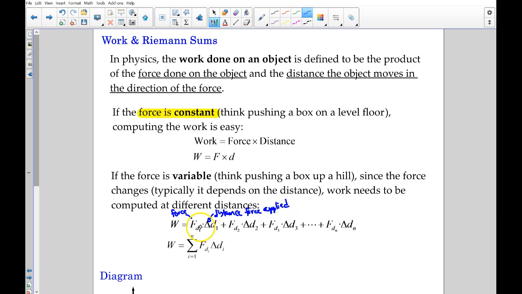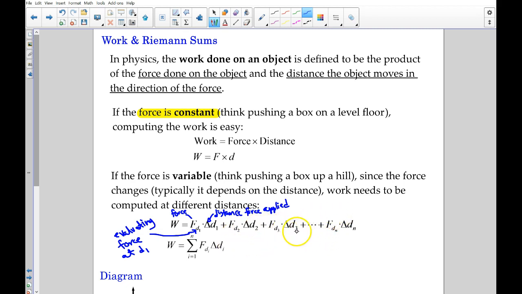Just note that this is actually evaluating force at D1. It'll make more sense once we get to the numbers, but at least at a basic level, this is what the notation means. So we have to add up all these different chunks of distances to get the entire distance.